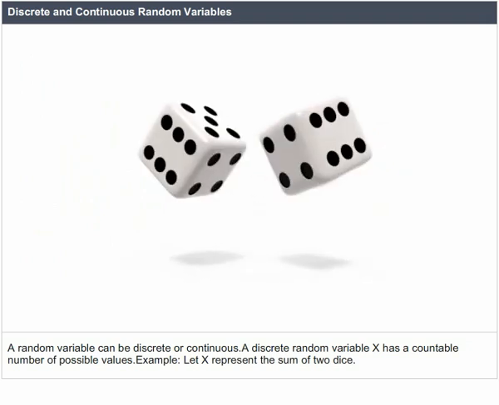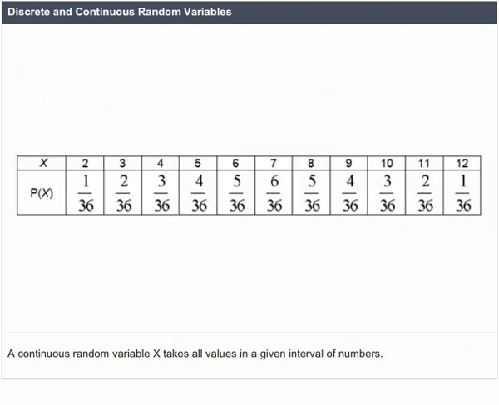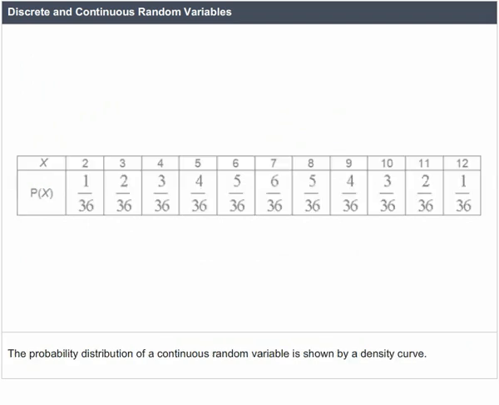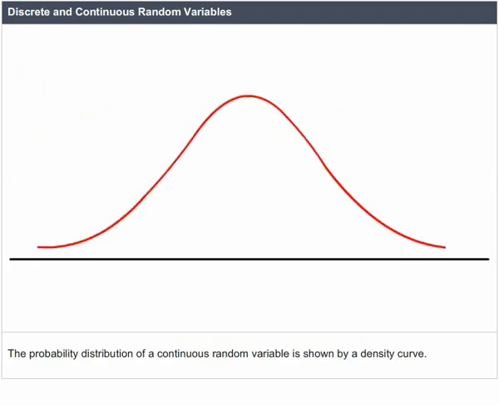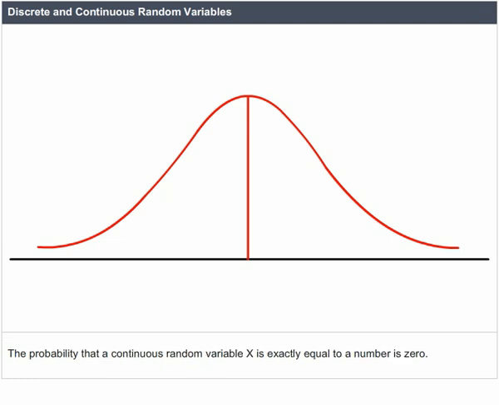A discrete random variable X has a countable number of possible values. Example: let X represent the sum of 2 dice. The probability distribution of X is as follows. A continuous random variable X takes all values in a given interval of numbers. The probability distribution of a continuous random variable is shown by a density curve. The probability that X is between an interval of numbers is the area under the density curve between the interval endpoints. The probability that a continuous random variable X is exactly equal to a number is 0.